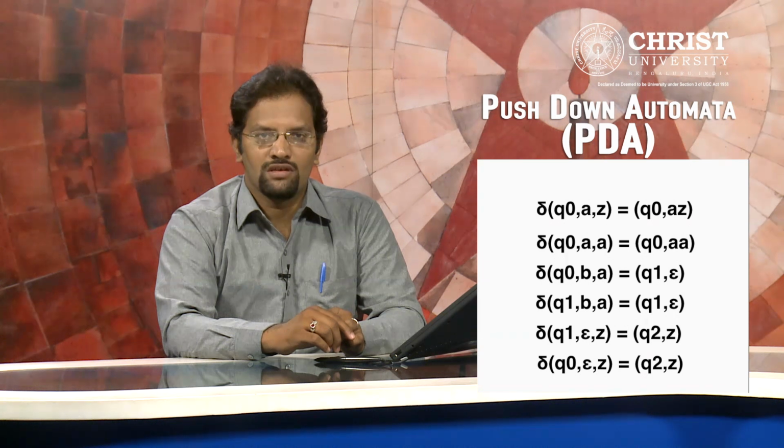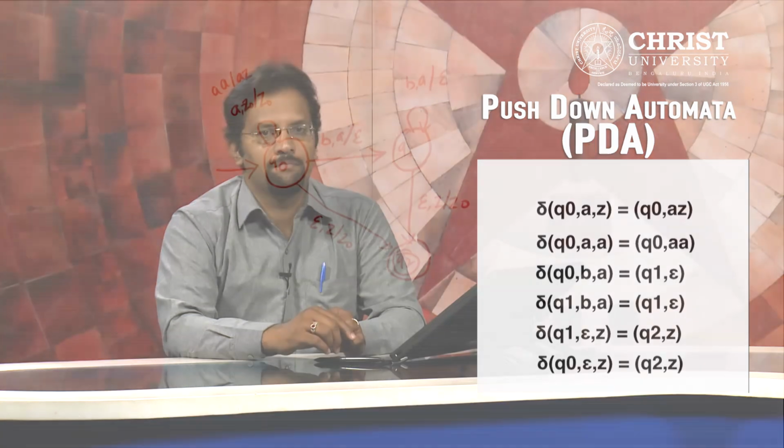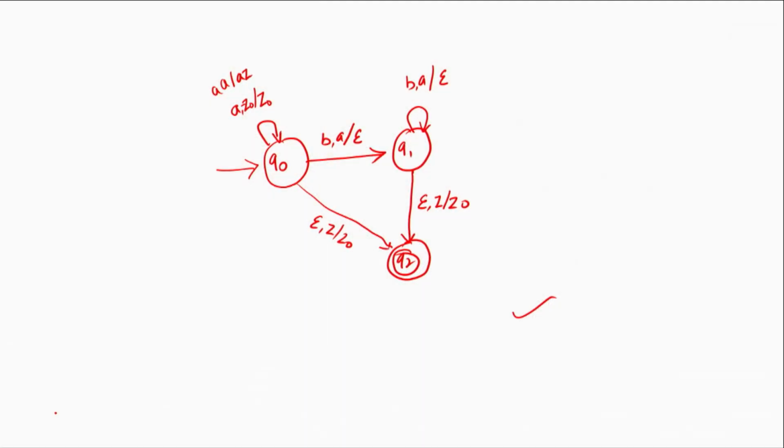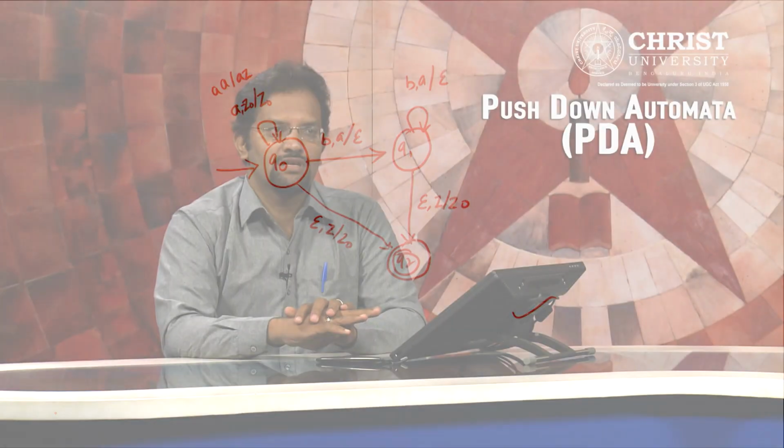Once these transitions are written, the next step is to write a diagrammatic way for the same. At the end, we have to write the ID of a PDA to show the acceptance of any string, that is, (Q0, AABB, Z0) ⊢ (Q0, ABB, AZ0) ⊢ (Q0, BB, AAZ0) ⊢ (Q1, B, AZ0) ⊢ (Q1, ε, Z0) ⊢ (Q2, ε, Z0).